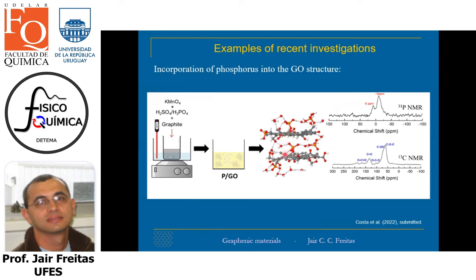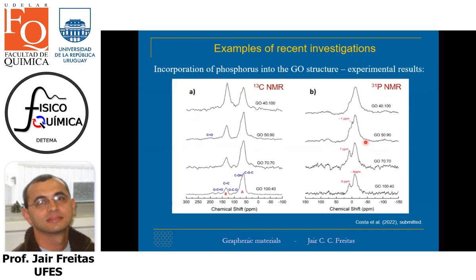Phosphorus can be incorporated by different methods in the structure of graphene oxide. In this work, we simply played with mixtures of sulfuric acid and phosphoric acid during the synthesis. And by playing with the volumes of these two acids, we were able to produce some samples containing good amounts of phosphorus.